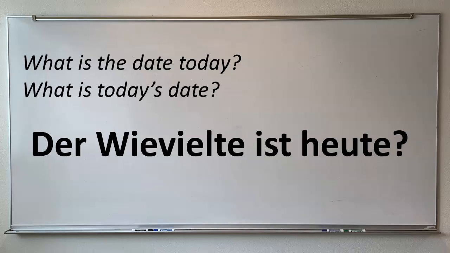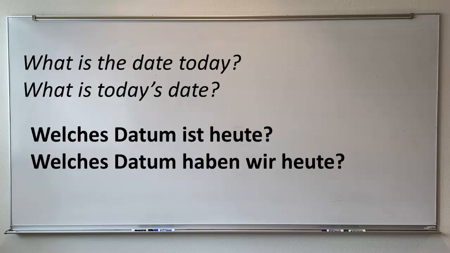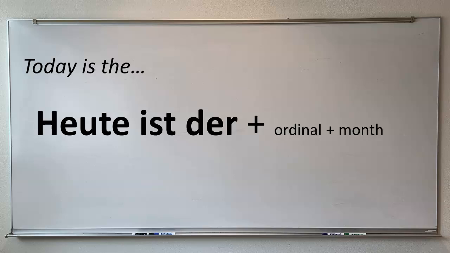Instead of the question, der wievielte ist heute, you can also ask the question, welches Datum ist heute? Or, welches Datum haben wir heute? So if I want to say today is the, there's a nice little formula here. And with what you already know, you can use this formula to say any date. If I want to say today is the, I would say heute ist der. Then you just add the ordinal number and the month, and you've got it.